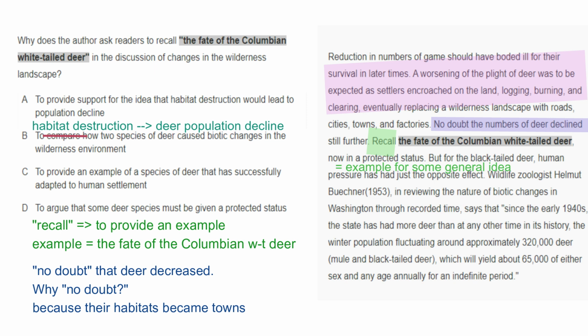C. To provide an example of a species of deer that has successfully adapted to human settlement. Incorrect. The Colombian white-tailed deer being given protected status implies it did not adapt successfully. D. To argue that some deer species must be given a protected status. Incorrect. While it mentions the deer's protected status, the main purpose is to provide an example of population decline, not argue for protected status. So option A is the correct answer, as recalling the Colombian white-tailed deer's fate provides supporting evidence that habitat destruction from human encroachment led to declining deer populations.